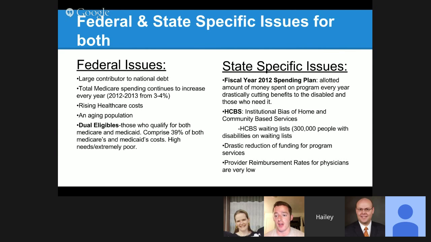Also, HCBS, which is institutional bias of home and community-based services.